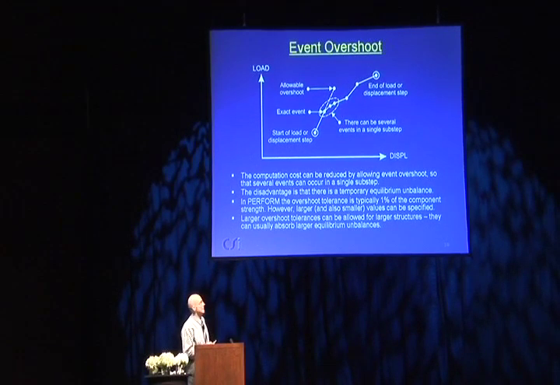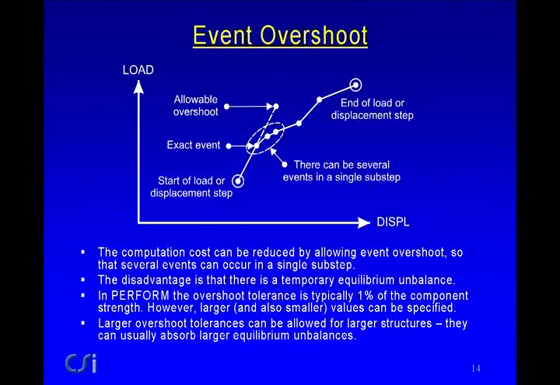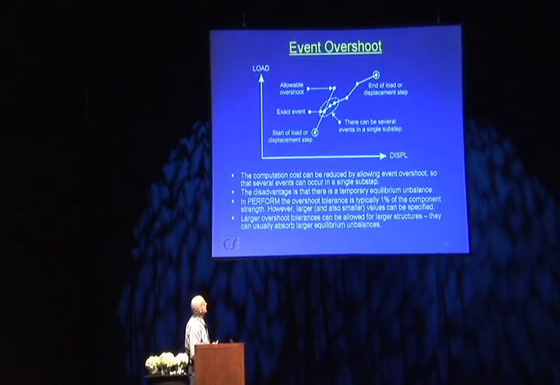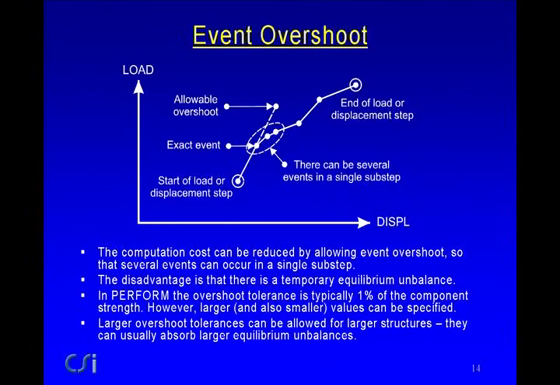But suppose you said, well, I'm going to define the event as being here, where I allow a certain amount of overshoot between the exact event and what I'm going to call the event. So I'm going to go to this point, and this will pick up, in this case, 3 events. Right? So a single event which encompasses 3 rather than 3 separate events. So you've saved some time. The price you've paid for this is you have an equilibrium error because the structure is really here, but you've applied this much load, so you have to apply a correction.